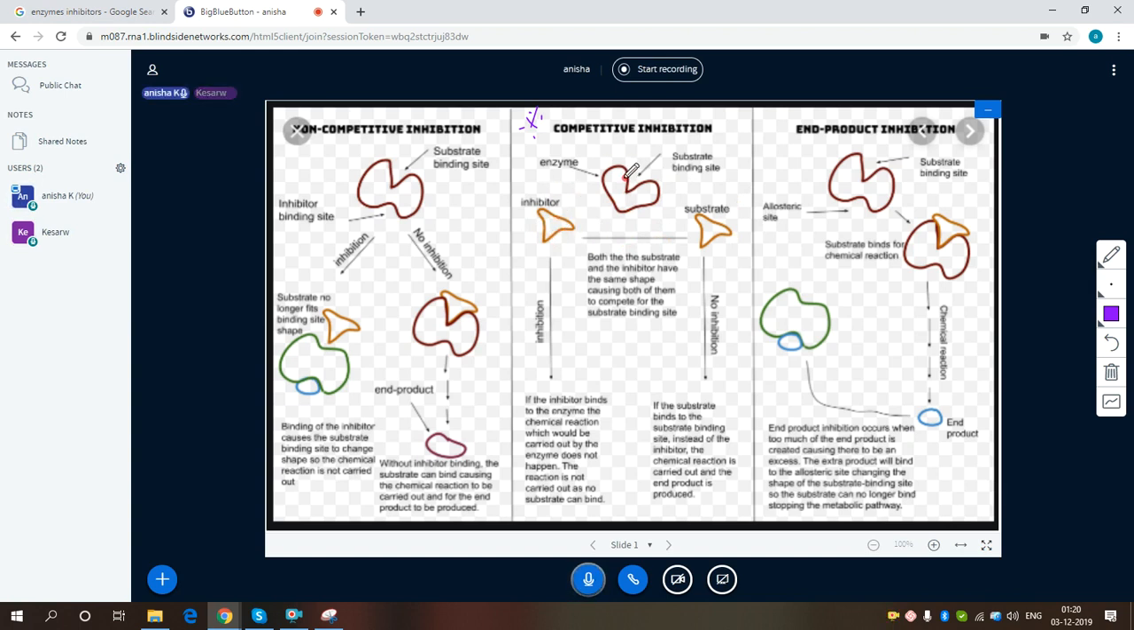Now since both of them can fit into this active site, there is a competition between them as to who is going to go first and get fit. That is known as a competitive inhibitor. So an inhibitor just decreases the rate of reaction. It decreases the rate of reaction. I mean, the enzyme activity doesn't happen here.